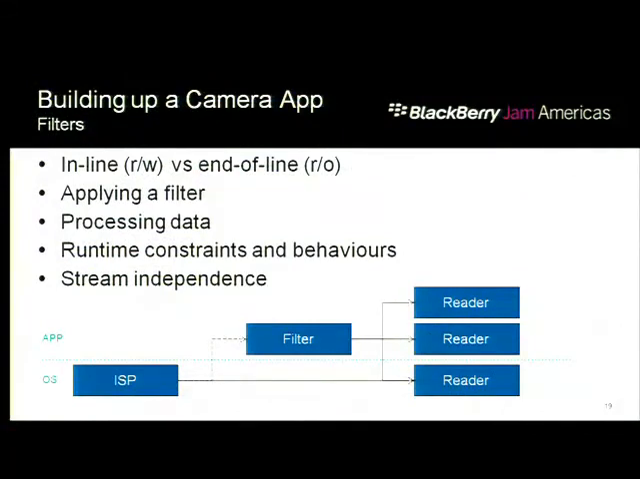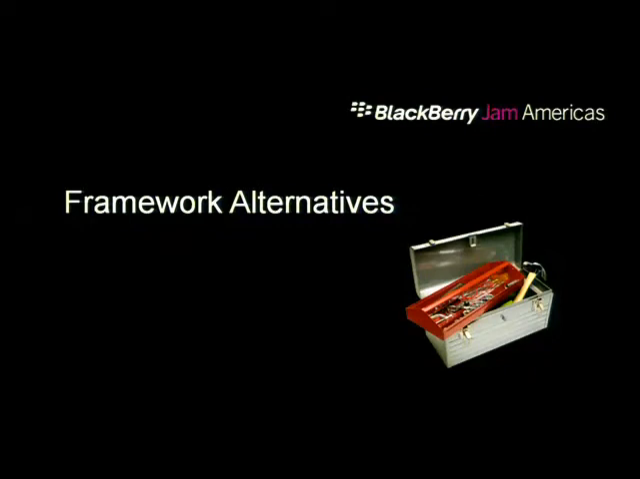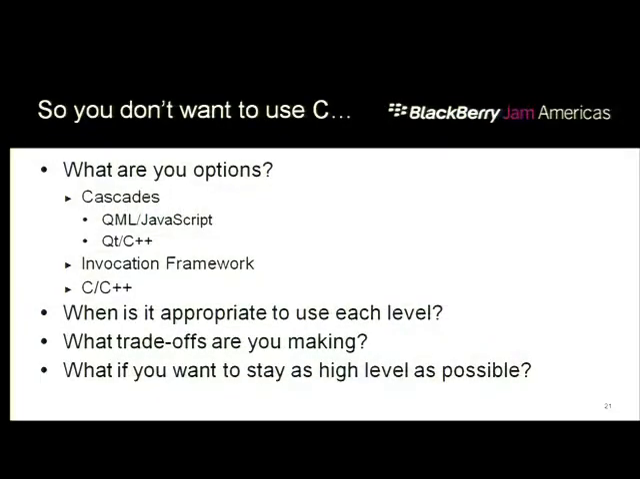And I believe we're going to be ready for Paul to take over. All right. So the stuff we've been talking about so far, all the examples have been kind of with the C camera API. And we've been doing stuff in Cascades, like building your own foreign window control or using the screen API and stuff like that. But what if you don't really want to use the C API? What are your options?